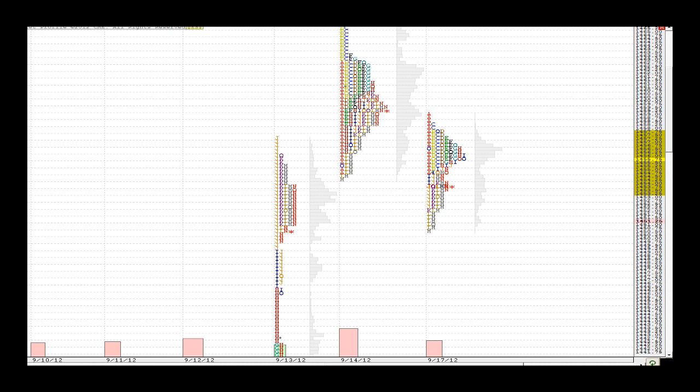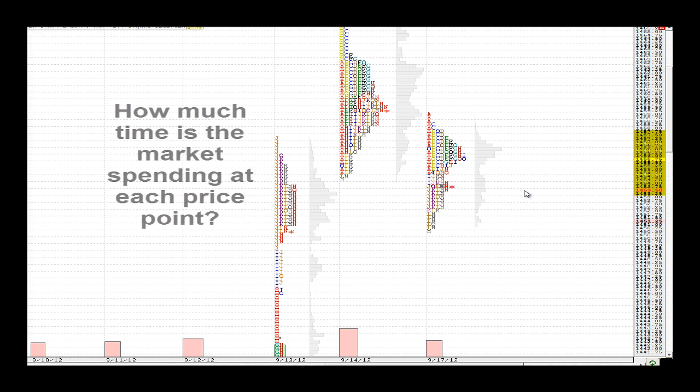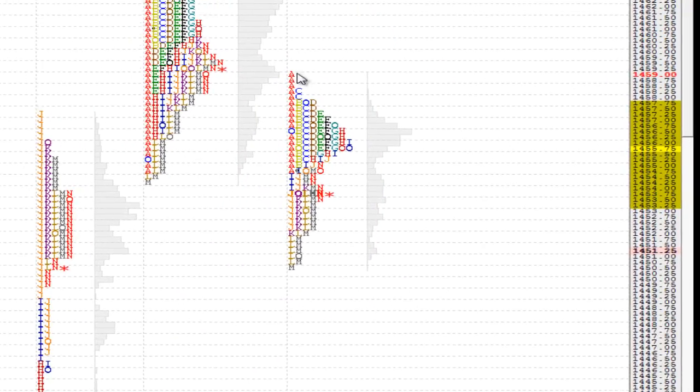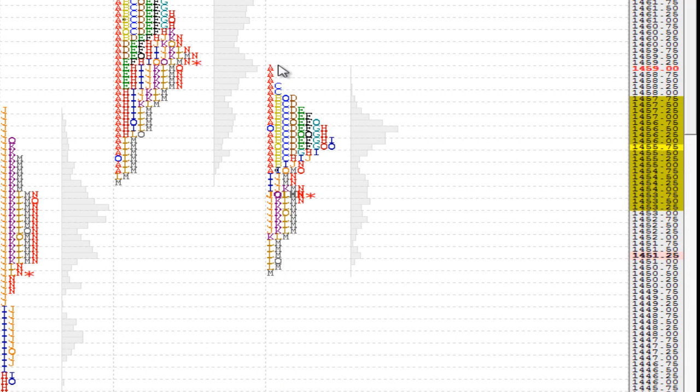And what this concept means is how much time is the market spending at each price point. So let's take an example. At 14:59 during this market day, okay? And by the way, each of these are market days unto themselves. We separate each profile. This was a market day, this is a market day, and this is a market day. Okay? And so at 14:59 on this day, how much time did the market spend there? Well, we see, if we go from 14:59 here, we see that it was only there during period A, right? So the market did not spend that much time there.